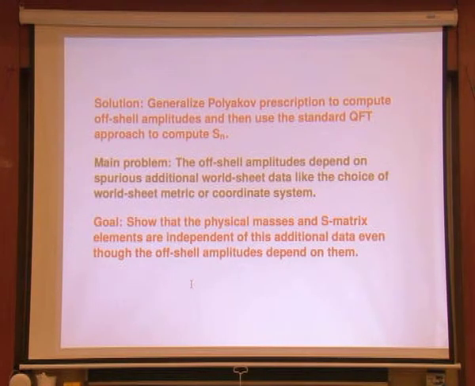So, we clearly know that the off-shell amplitudes are not independent of this additional data, they do depend on various spurious choices, but this is like gauge theory. In gauge theory also, you know that the off-shell Green's functions are gauge dependent. The real relevant question is about the physical quantities, namely the renormalized mass and the S matrix elements: are they gauge independent, or in this case are they independent of this additional data that you need for defining the off-shell Green's functions?